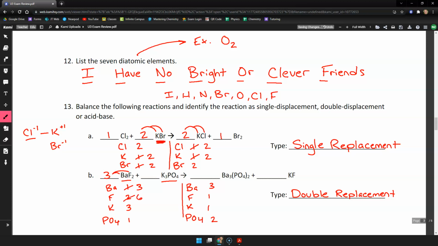Okay, so barium's good. Fluorine, we have 6 on the left, 1 on the right. So let's put a 6 here and see what happens. So we have 6 times 1 makes this 6. 6 times 1 makes this a 6. Okay, so the fluorines are balanced now. Potassium, we have 6 on the right, 3 on the left. So let's put a 2 here. 2 times 3 makes this 6. 2 times 1 makes this 2. I'll just put a 1 there. Great, all balanced.